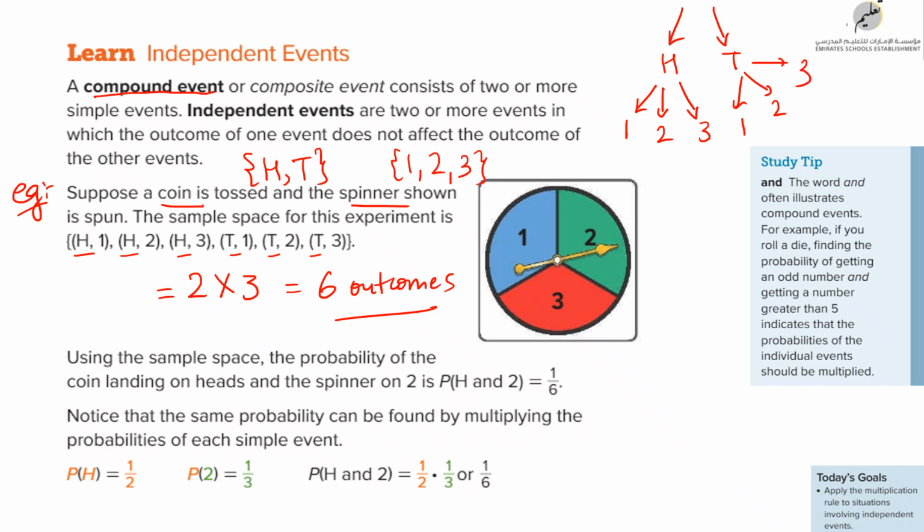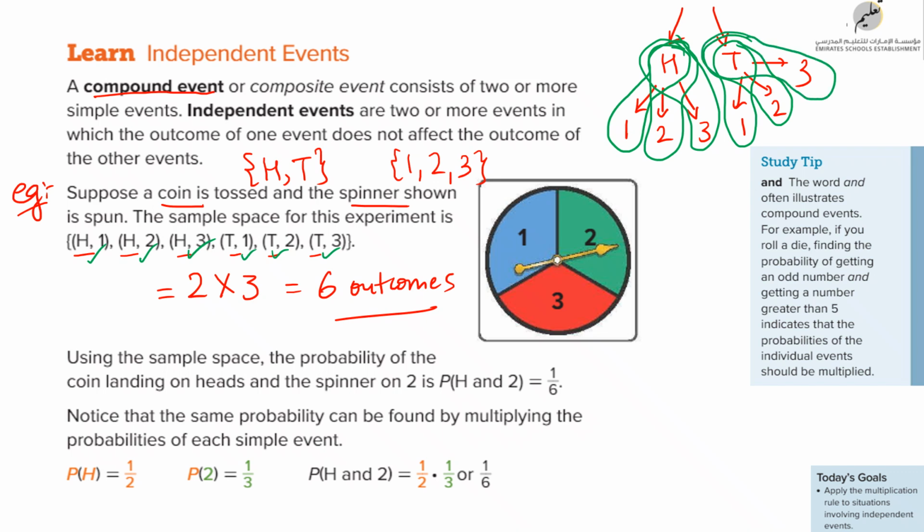So if I want to write my options for the sample space, then head followed by 1, that's my first option. Then head followed by 2 on the spinner, that's my second option. Head followed by 3, that's my third option. And finally for the tail also we have three options. So you can get all the six outcomes using the tree diagram, or you can also make the table. Any which ways, this event is called an independent event.